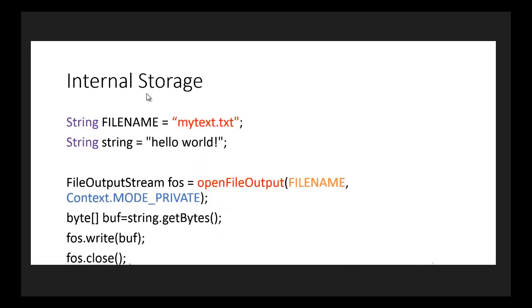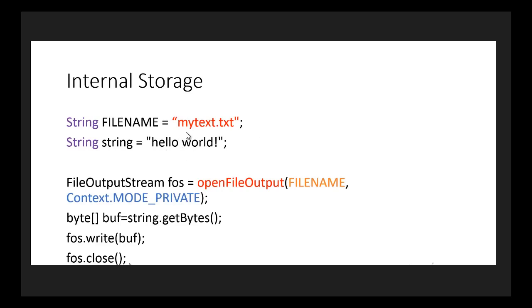So for example, in internal storage, this is my file name, mytext.txt, and I want to store this data. This data may be generated by your app or some files which you have downloaded from the internet. As of now, I'm storing into my mytext.txt.